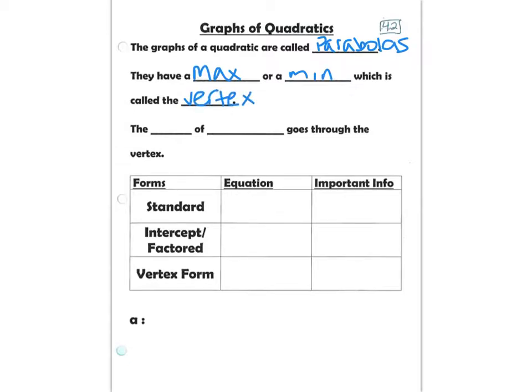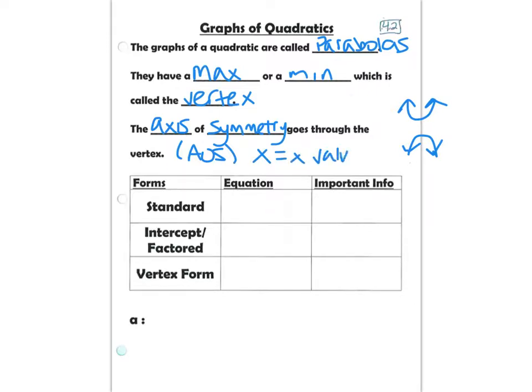And another key piece of vocab for quadratics is something called the axis of symmetry, which always goes through the vertex. And I usually abbreviate that AOS. And in this unit, we're only dealing with parabolas that open up and down. And so our axis of symmetry is always x equals the x value of the vertex. X equals the x value of the vertex.